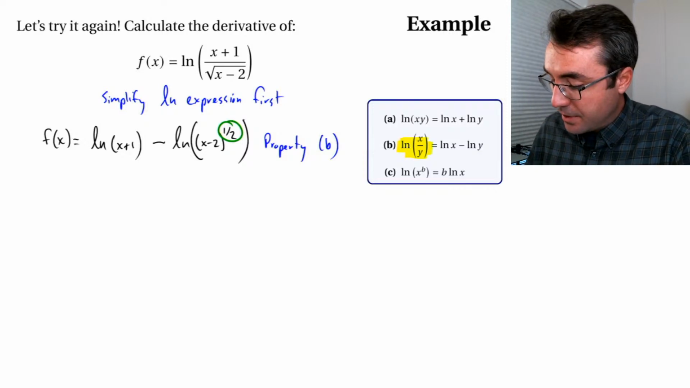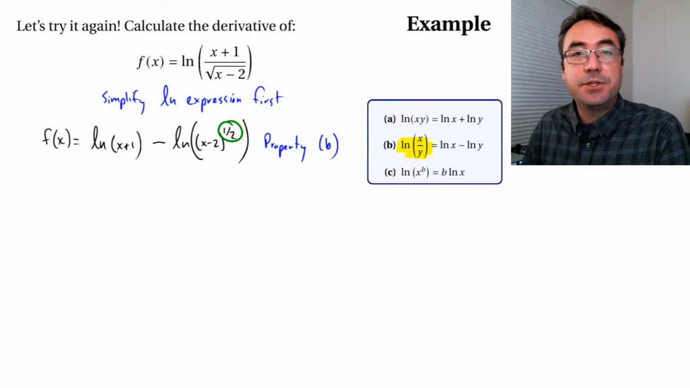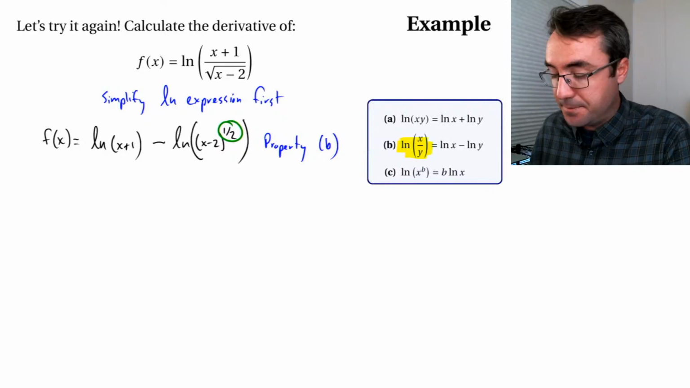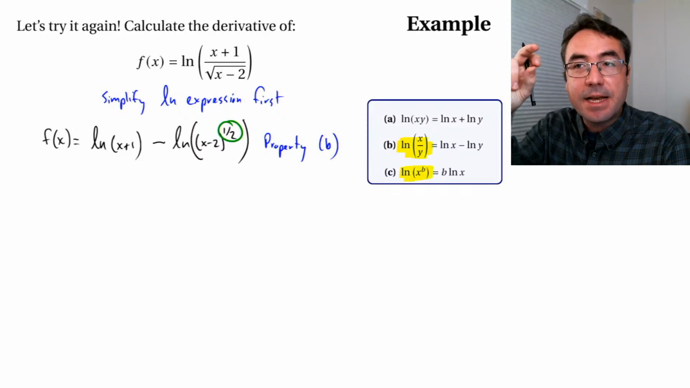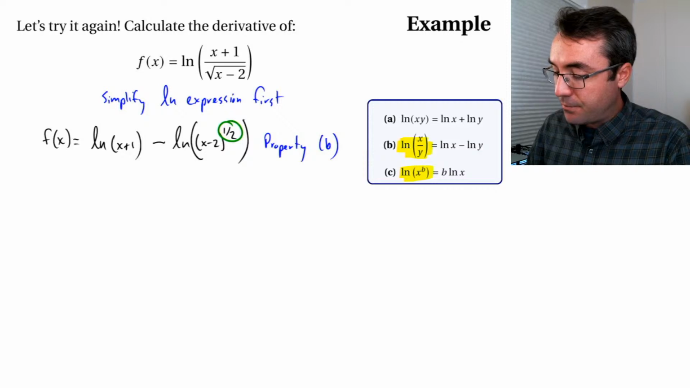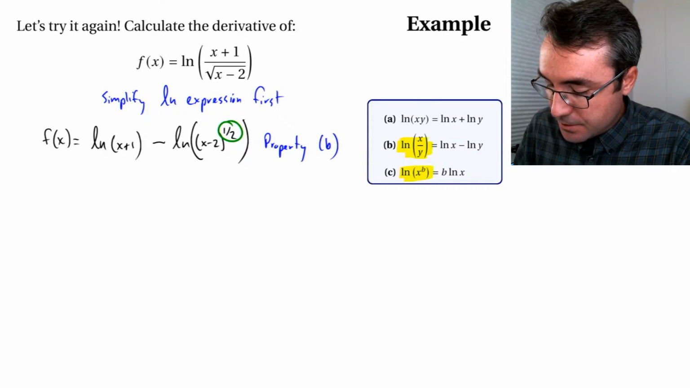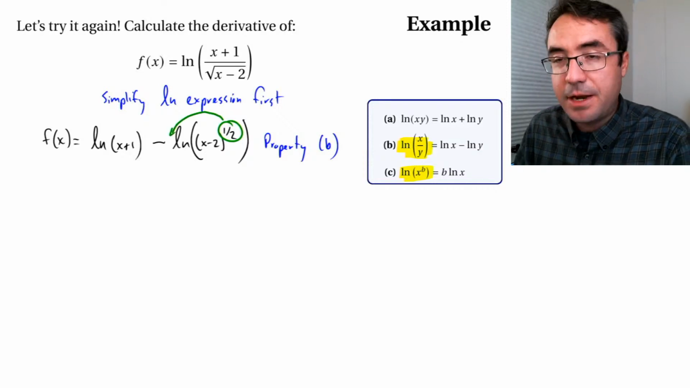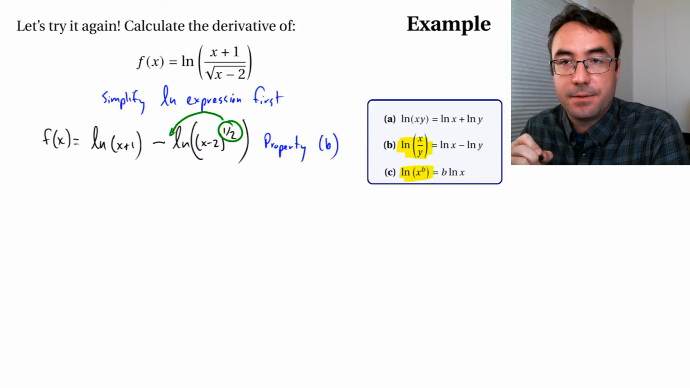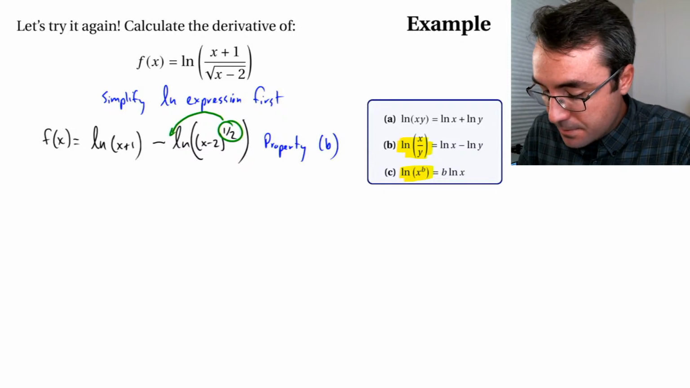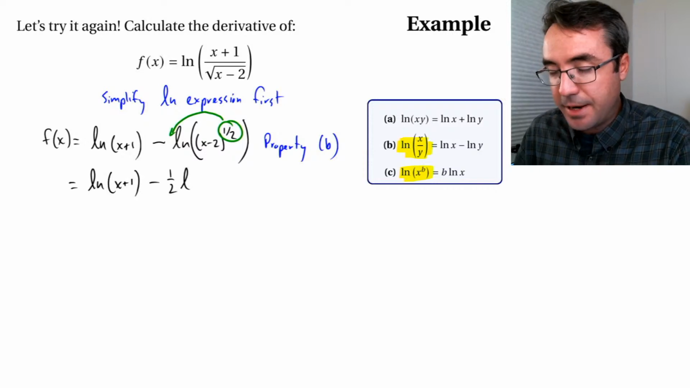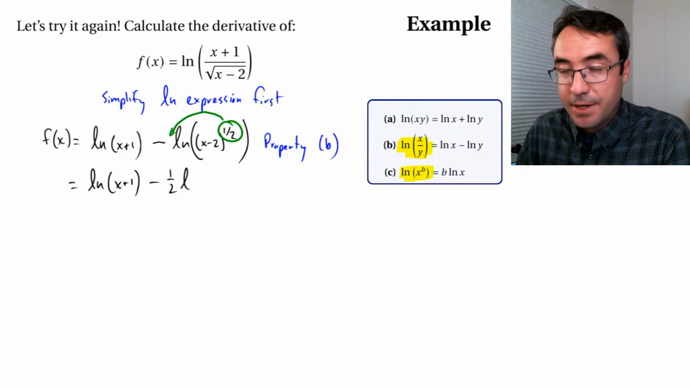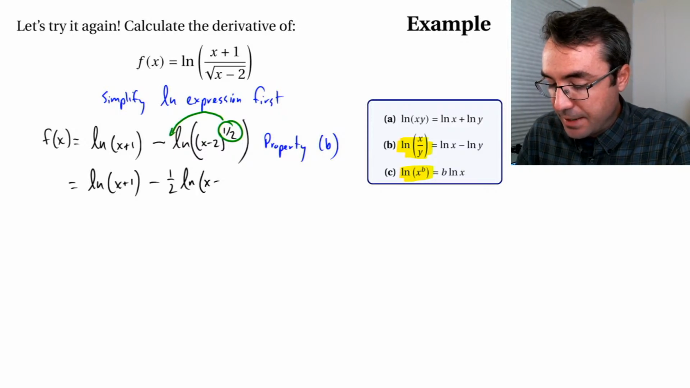And so we have another property that tells us what to do when we have an exponent like that. And what we can do is we can take that exponent and we can bring it out front. So we can bring that 1/2 and put it in front of the natural log here. So the first natural log we're done with, and then we're just going to rewrite that second one as negative 1/2 times the natural log of x minus 2.